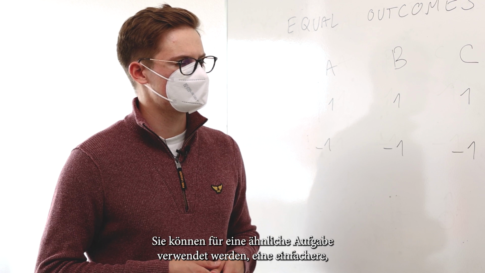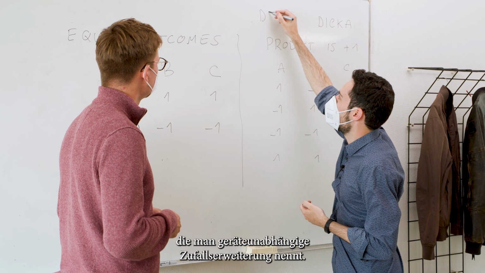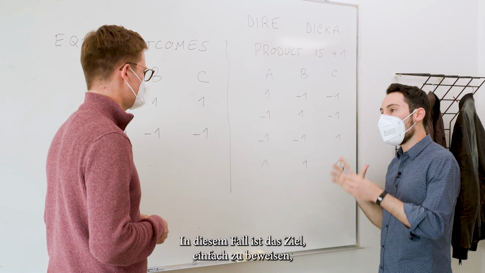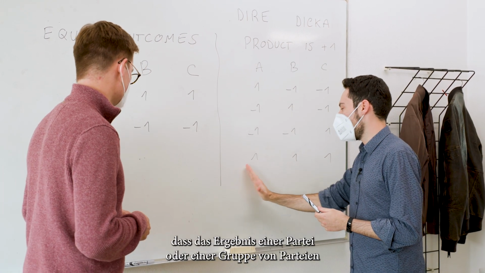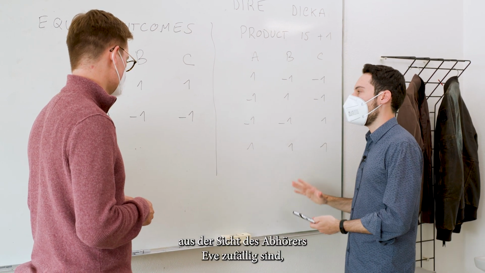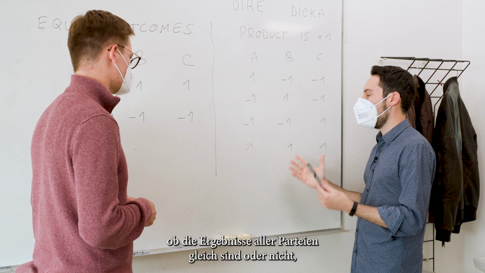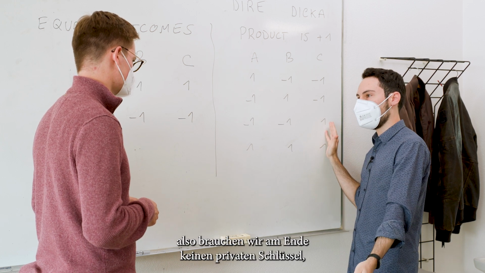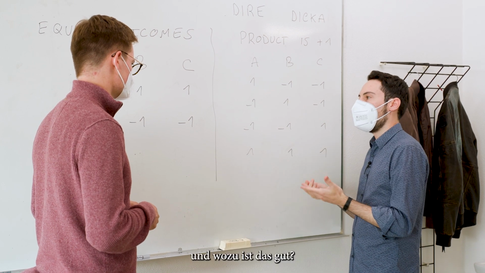They can be used for a similar, simpler task, which can be called device-independent randomness expansion. In this case, the goal is simply to prove that the outcome of a party or a set of parties is intrinsically random from the point of view of the eavesdropper Eve. So they're secret. But we don't care anymore whether the outcomes of all the parties are equal or not. So we don't need a private key in the end, but we want just to have that the outcomes are secret. And what is that for?